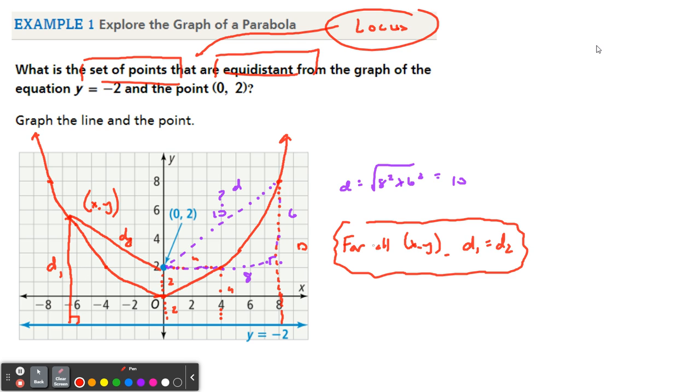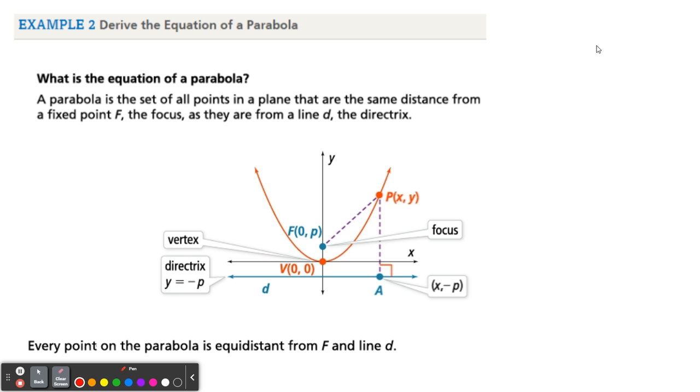So now, this parabola that we get, is there a better way to actually find the equation so we can graph it without having to guess and check? Because at this point, I know numbers, so I knew that I could go up 10 because this is over 8 and up 6, and I knew the square root of that was going to be 10. But how else can we do this? Well, there is a formula. So let's take a look at the next slide. Okay, so what is the equation of the parabola? A parabola is a set of all points in a plane that are the same distance, equidistant, from a fixed point F called the focus. So this point F is called the focus.